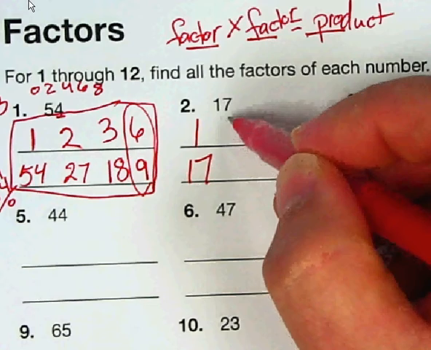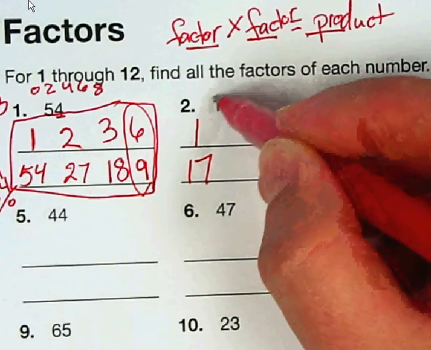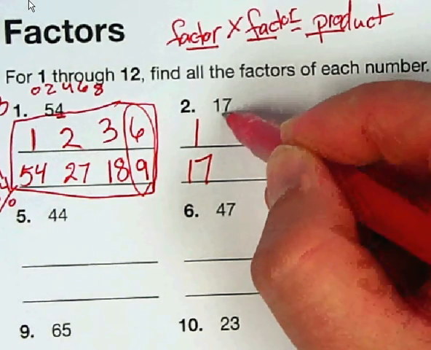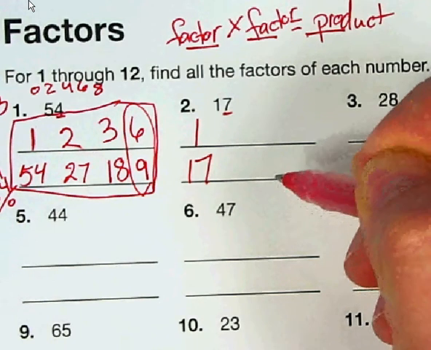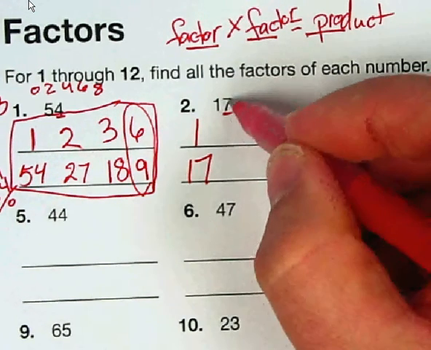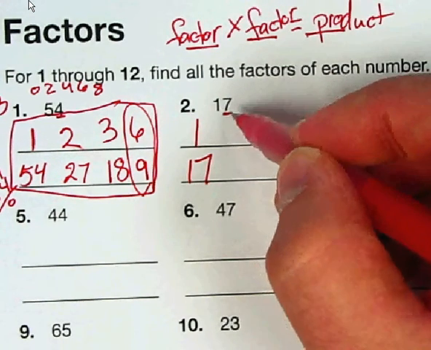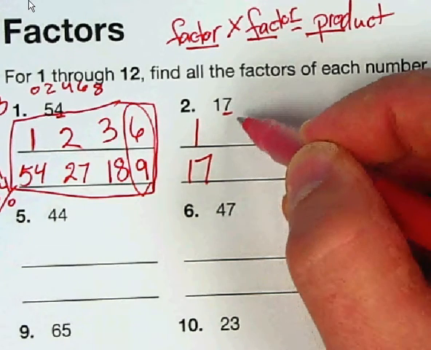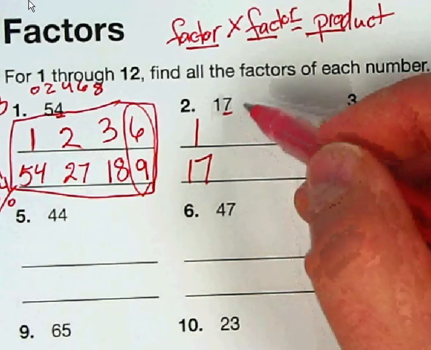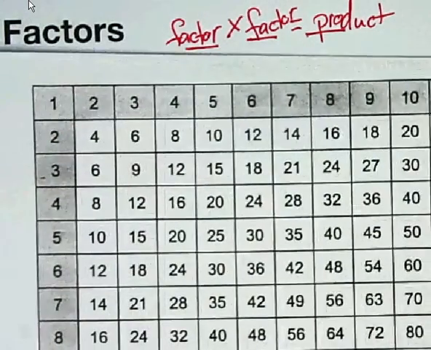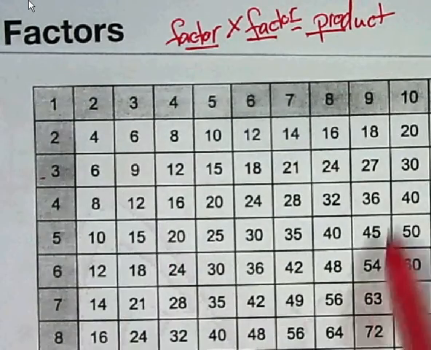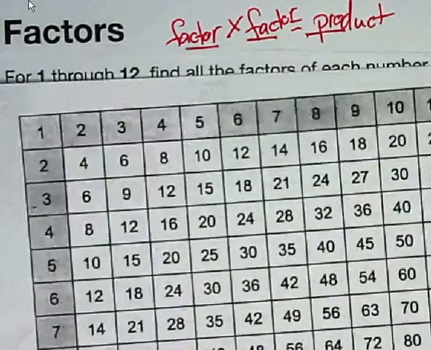So remember what I said before. If there's an even number in the ones place, then 2 will be a factor of that number. But since this is not even, 2 is not going to be a factor. We can skip 2. And in fact, 17 does not have any other factors. So if you were to look on this chart, you won't find 17 anywhere. So we are done with number 2.